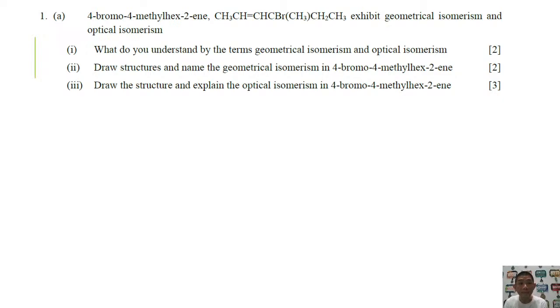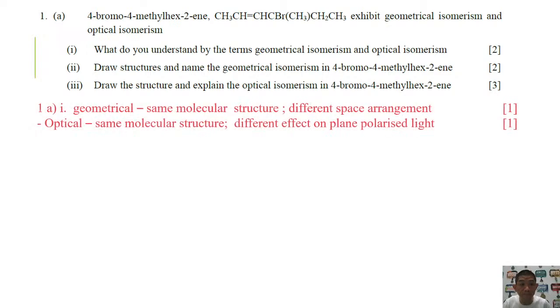Question number one sounds like this: 4-bromo-4-methylhex-2-ene, CH3 CH=CH CBr(CH3) CH2 CH3, exhibits geometrical isomerism and optical isomerism. Number one, what do you understand by the terms geometrical isomerism and optical isomerism? So this first question asks you to define the terms geometrical isomerism and optical isomerism. As for definitions, how should you define them?